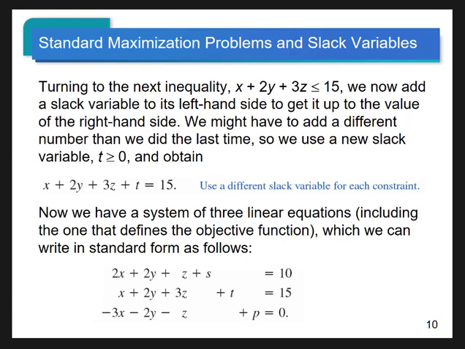And then we do that for each of them. So x plus 2y plus 3z is less than or equal to 15. This becomes x plus 2y plus 3z plus t equals 15, instead of being less than or equal to 15.